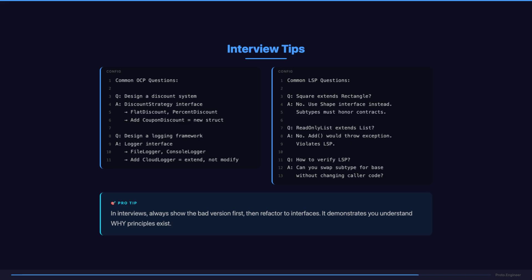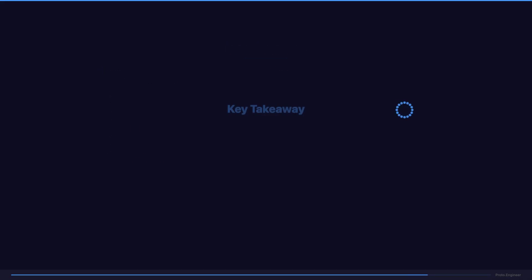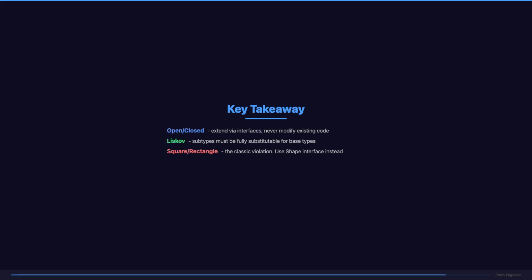5 things to remember. Open-closed principle means extend via interfaces. Never modify existing code. Liskov substitution means subtypes must be fully substitutable for their base types. The square rectangle problem is the classic violation. Fix it with interfaces, not inheritance. The strategy pattern emerges when you combine open-closed with Liskov. And in interviews, always show the bad code first, then refactor with interfaces to demonstrate you understand the why.